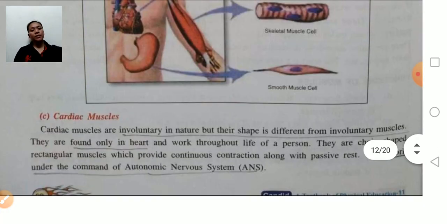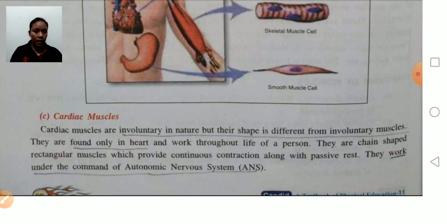Next is cardiac muscles. Cardiac muscles are involuntary muscles. It is also involuntary in nature, but the shape is different from the other involuntary muscles, and it is found only in the heart. They work throughout the life of a person. If they stop, then the person will die. They are chain-shaped rectangular muscles which provide continuous contractions along with passive pressure. They work under the command of the autonomic nervous system.